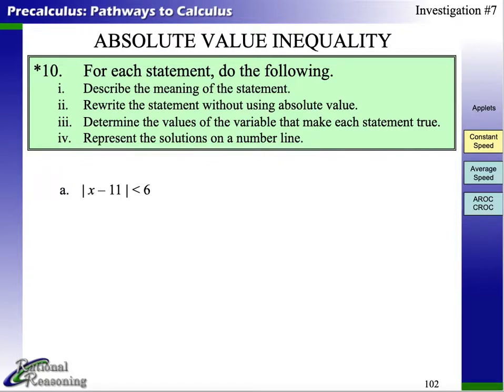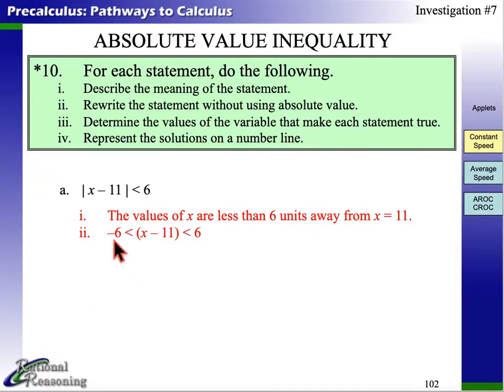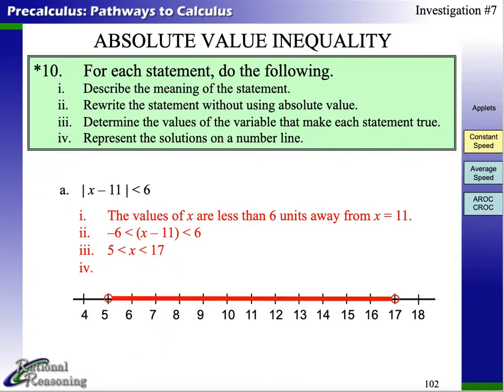Okay, and then for each of these, we'll just kind of go through. Yeah, we're at 11. We want to be less than 6 away. And so that's giving us this. And we can basically add 11 to both sides of this, and it tells us what numbers actually work: 5 to 17, as long as we're in that range. And again, we could graph it. We see that the 5 and the 17 are not included because those are where it's actually equal. But we want to be less than that amount away.